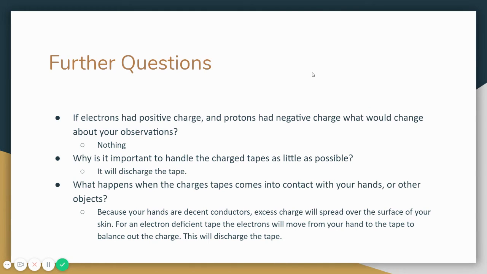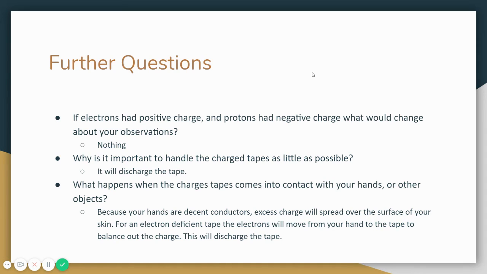It asked of us if electrons had a positive charge and protons had a negative charge, would that change anything about our observations? And the basic answer to that is nothing. It would change nothing. And that is because if the two tapes which were positively charged suddenly became negatively charged, they would still repel each other.